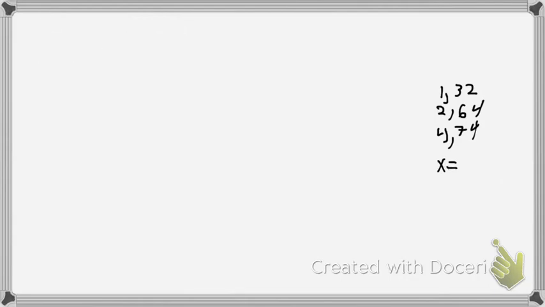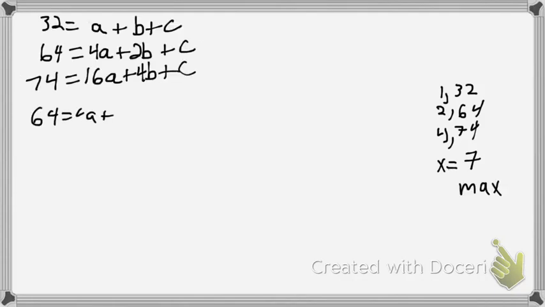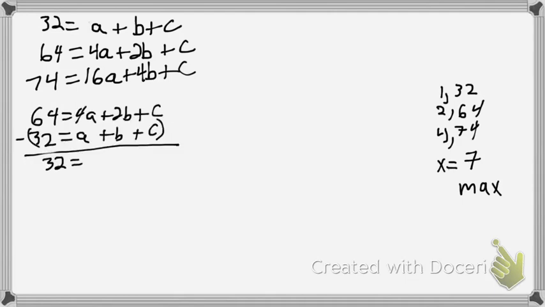So for the last one, the word problem. We have these 3 points, (1, 32), (2, 64), (4, 74). And we're asked to find how many tickets are sold on day 7, and on what day the maximum number of tickets are sold. So we just use those 3 points to get these 3 equations. And then, even though the numbers are a little bit bigger, we just work through the same way.